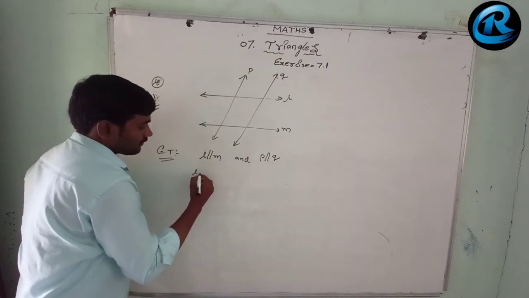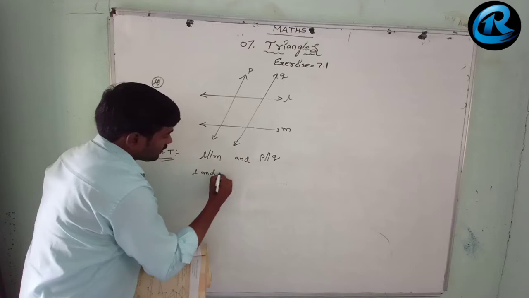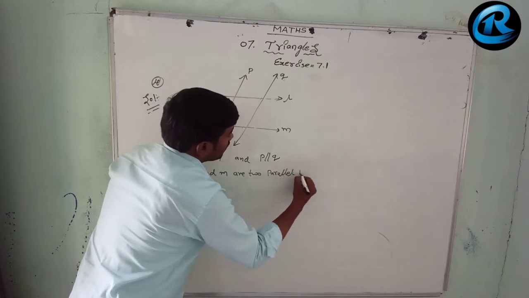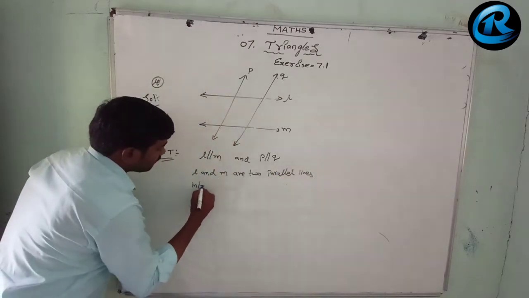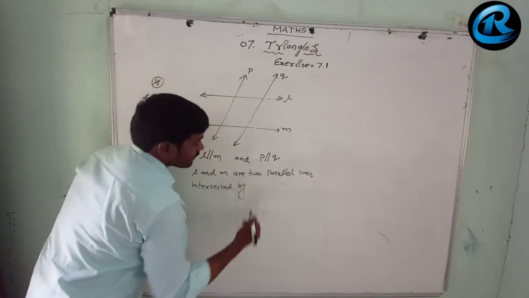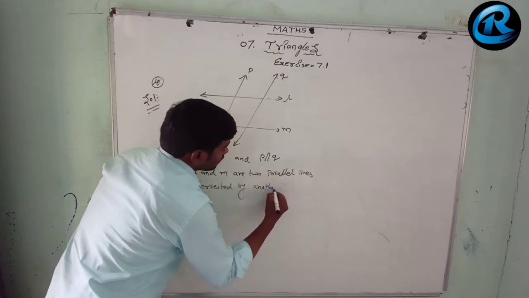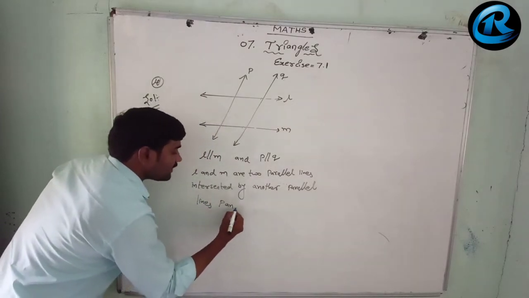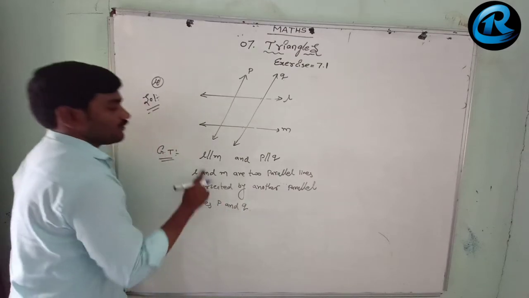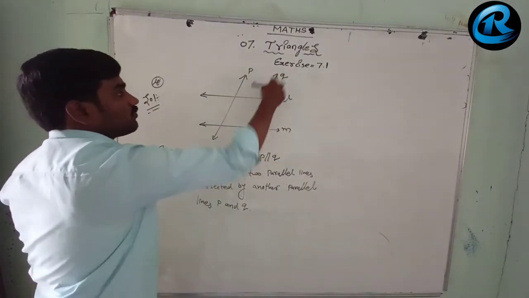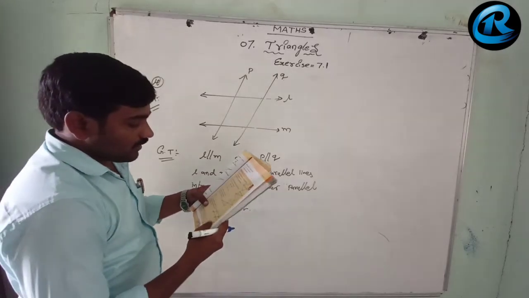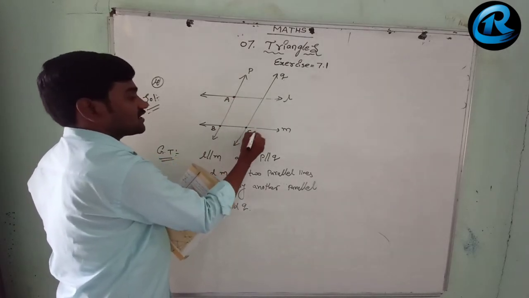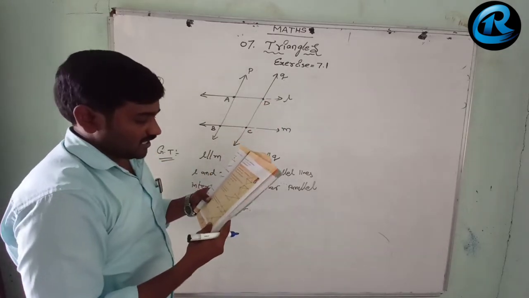L and M are two parallel lines intersected by another two parallel lines P and Q. Then here let us mark the intersection points: here it is point A, here the intersection point B, here the intersection point C, and here the intersection point D, as they are given.